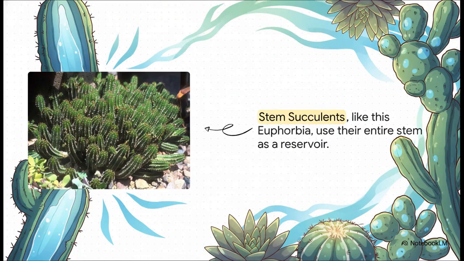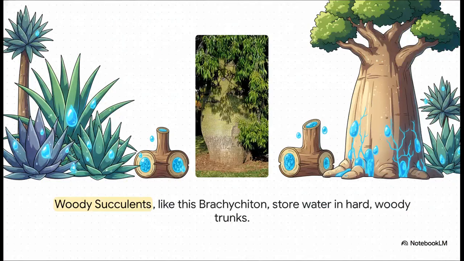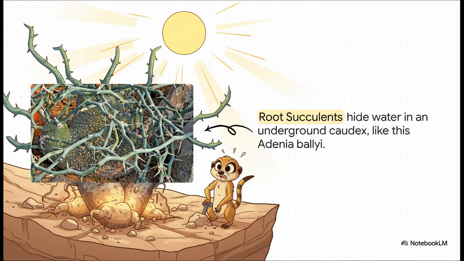Then there are the stem succulents, like cacti and this euphorbia. These guys basically turn their entire body into one giant living water tank. And this one might surprise you. There are even woody succulents, like this brachychiton, or think of a baobab tree. They somehow manage to store incredible amounts of water inside what looks for all the world like a solid, hard tree trunk.